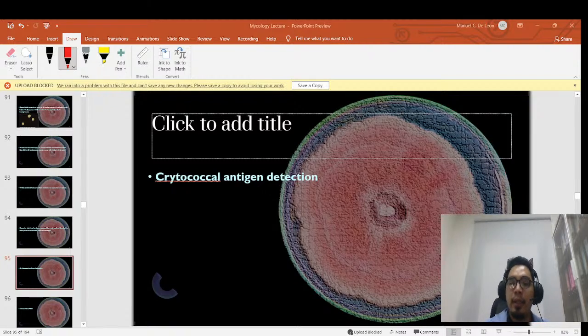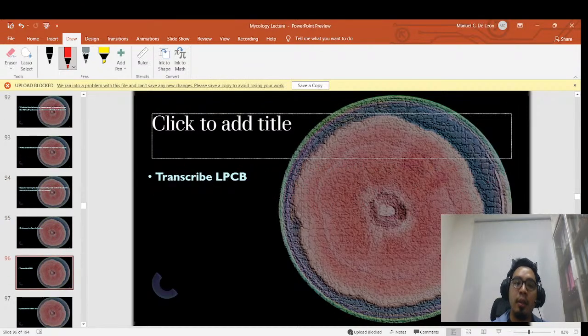All right, now let's move on. Cryptococcal antigen. What do you mean by LPCB? What is LPCB? Anybody in the chat? It's a stain. Okay.